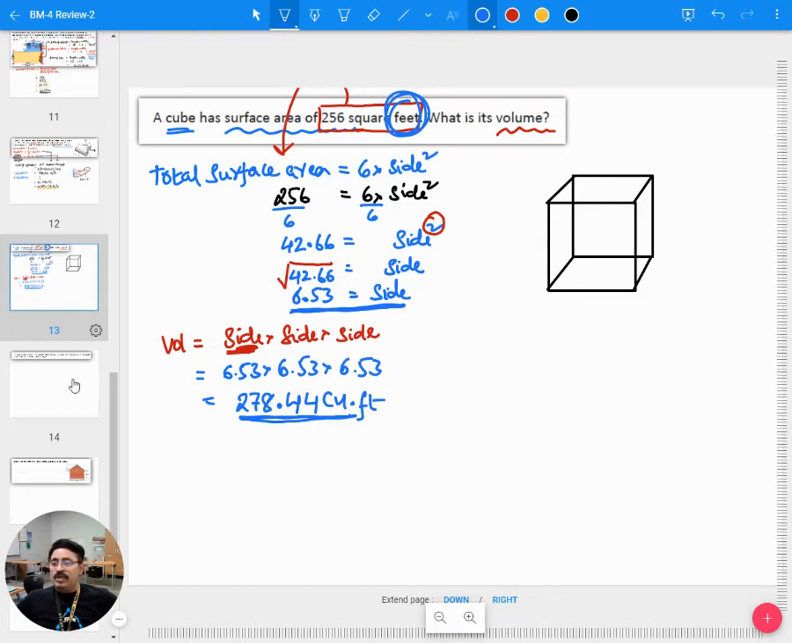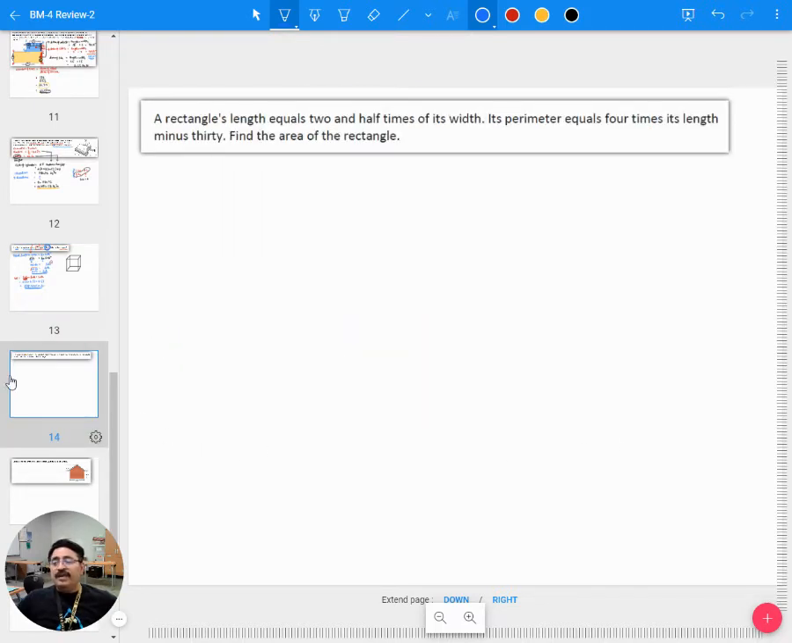Well, let's jump to the next question. A rectangle's length equals 2.5 times its width. In my previous sessions I already mentioned, if there are two elements, one is length, one is width. By the way, length is not given, width is also not given in this question. Then how to figure it out? Usually the one which comes in the second position is to be assumed as a variable, usually x.